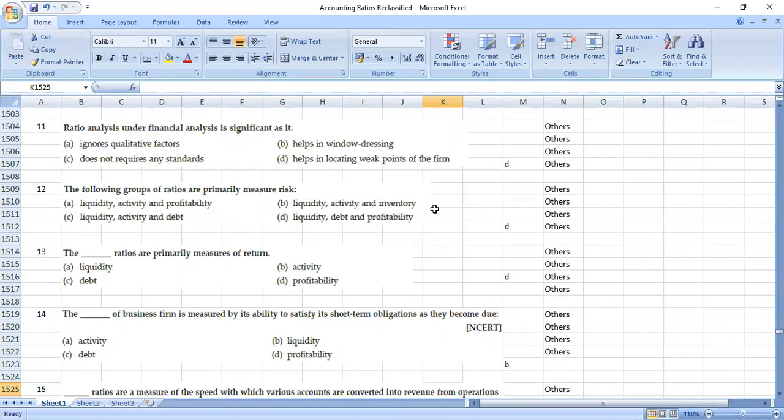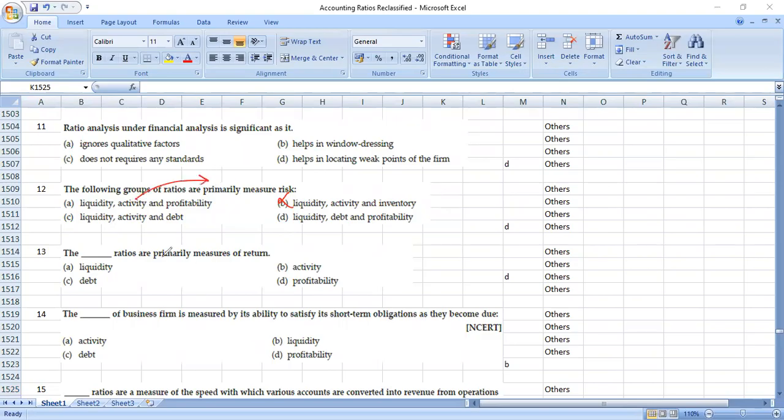The following group of ratios primarily measure risk. Liquidity, activity, and inventory. Liquidity, debt, profitability. Liquidity, activity, profitability. Liquidity, activity, debt. So this cannot be there without profitability, because profitability is also a measure of risk. B has activity ratio and inventory ratio. B can be eliminated because inventory ratio includes activity ratio. So this cannot be there.